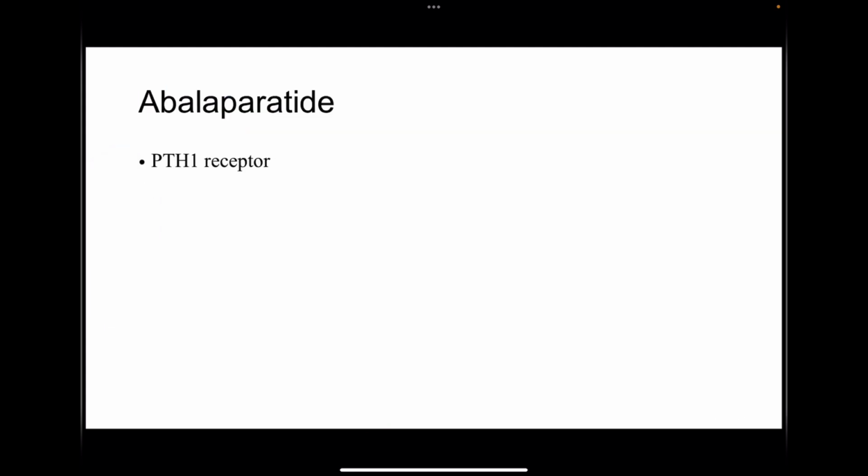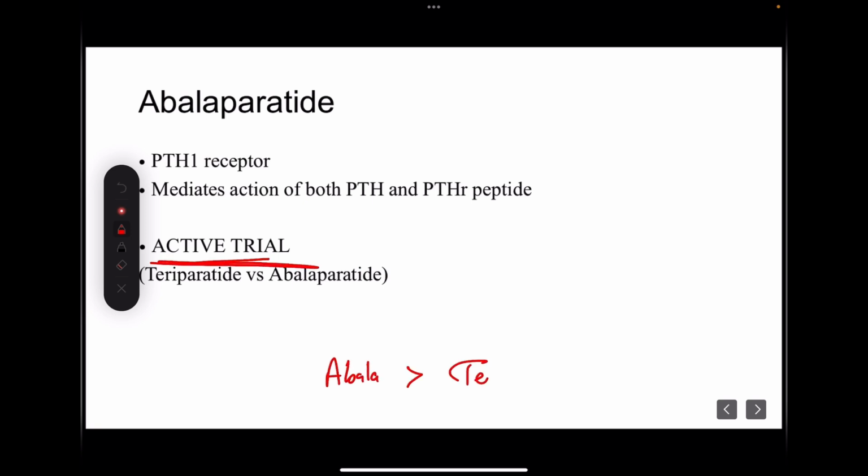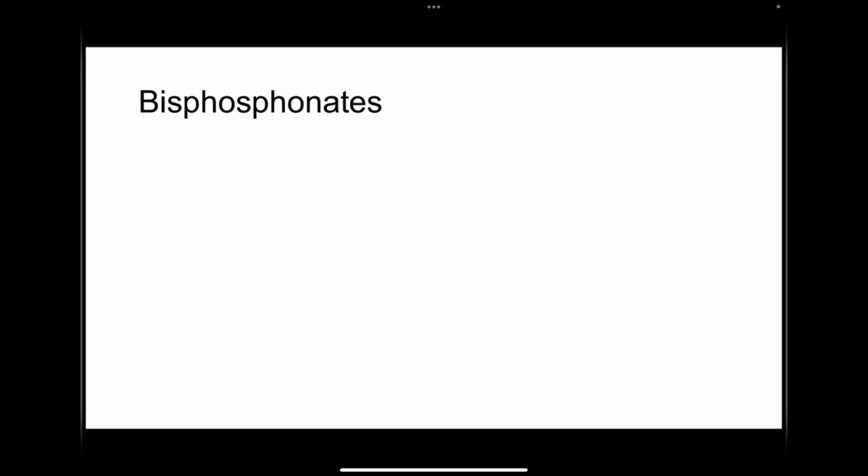Abaloparatide we have already discussed. This is a congener of teriparatide only. It acts by two mechanisms, by PTH related peptide as well as PTH related mechanism. Most of the trials have shown that both teriparatide and abaloparatide have similar efficacy, but the ACTIVE trial shows that abaloparatide is better than teriparatide. This is one trial which shows better efficacy of abaloparatide compared to teriparatide.